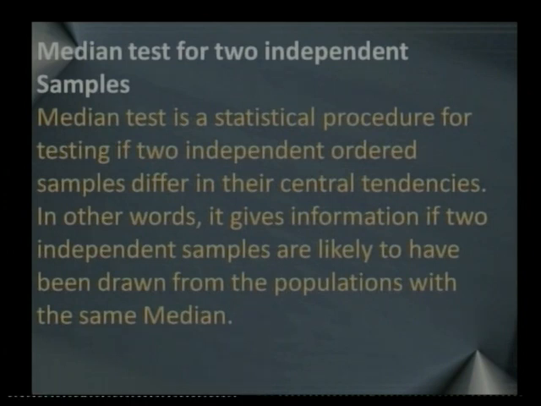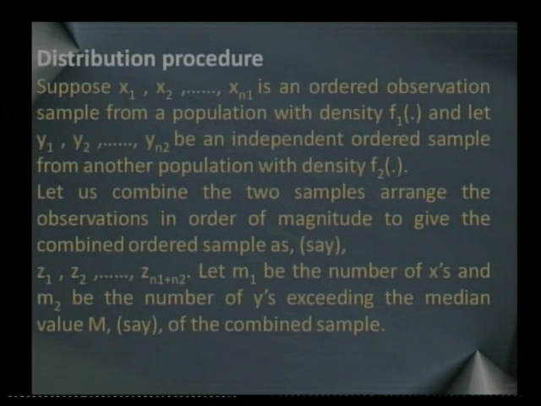So here comes the median test for two independent samples. The median test is a statistical procedure for testing if two independent ordered samples differ in their central tendency. Since the median is taken into consideration, the measures of central tendency come in. In other words, it gives the information whether two independent samples are likely to have been drawn from populations with the same median. So what is the distribution procedure?